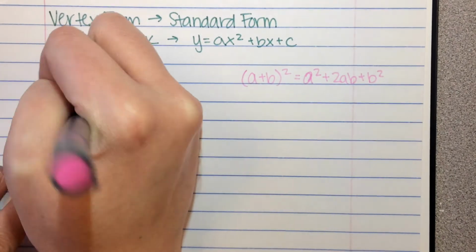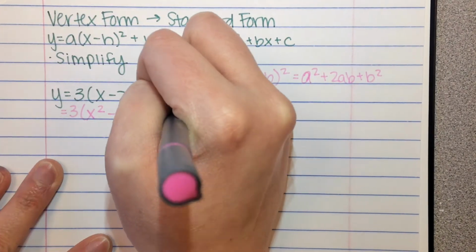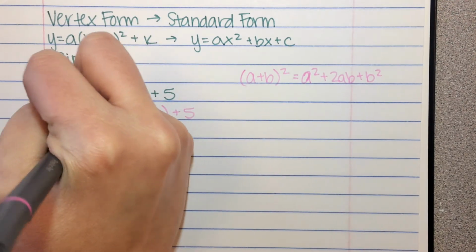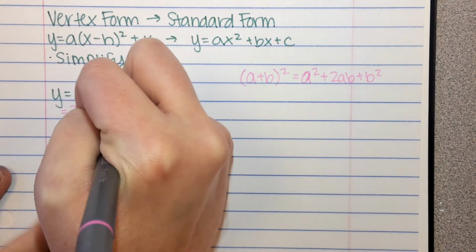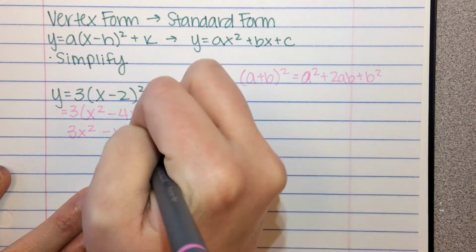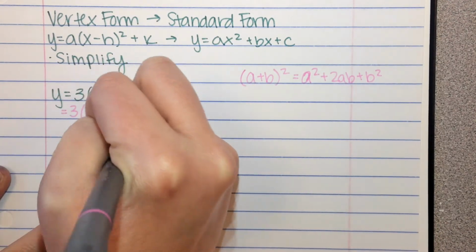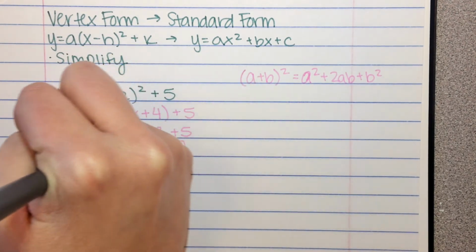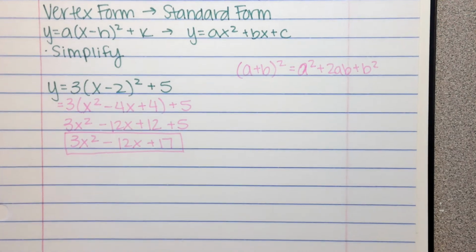All right, that's still in parentheses. I bring down my 3 and my plus 5. Now I'm going to distribute the 3 to all three terms. So 3x squared minus 12x plus 12, and then plus 5. I have 3x squared minus 12x plus 17. And that's my standard form.